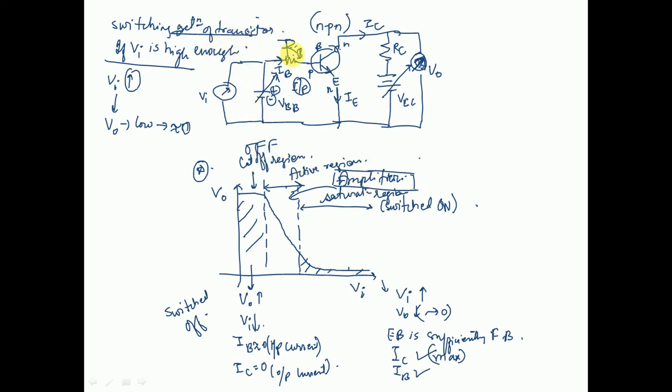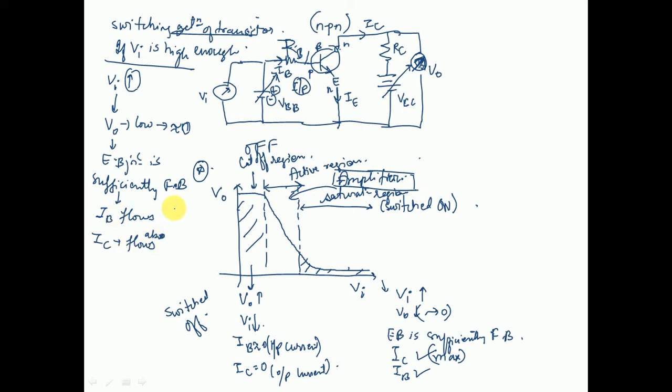For now, let's continue with the flowchart. Here you can see Vi. If Vi is increasing, then V naught is very, very low, almost equal to 0. In this particular case, the EB junction is sufficiently forward biased, so that IB flows and IC also flows.